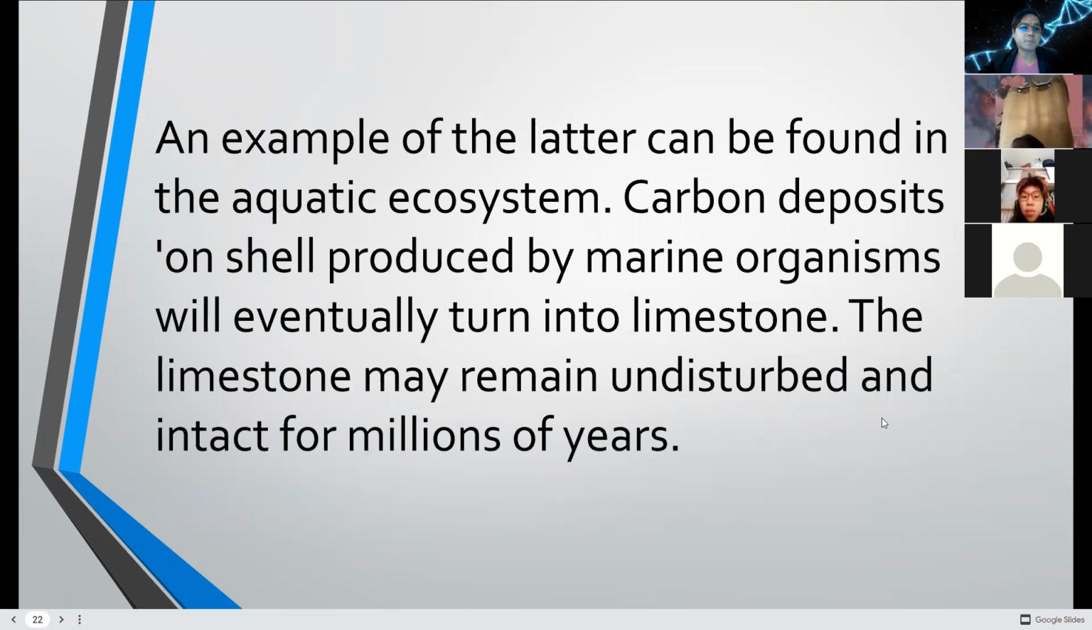Carbon deposits on shells produced by marine organisms such as your clams, your crustaceans. Remember that their outer cover is composed of carbon deposits and calcium. They eventually turn into limestones. The limestone may remain undisturbed and intact for millions of years.